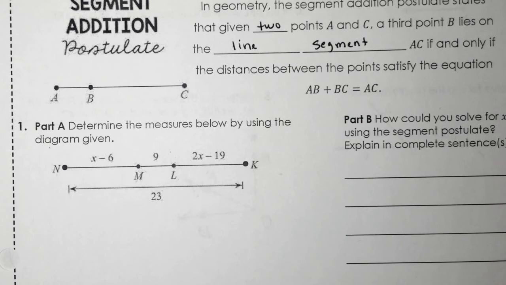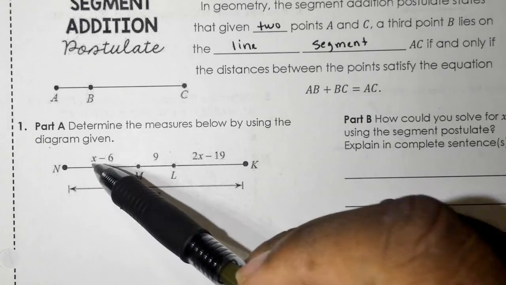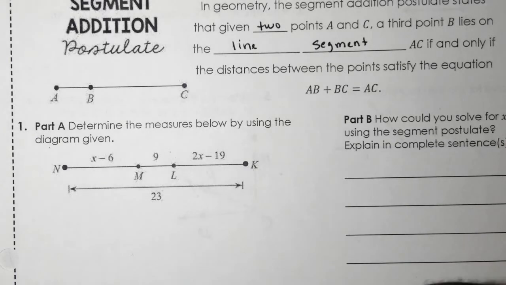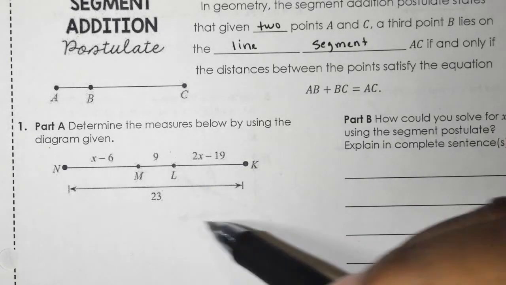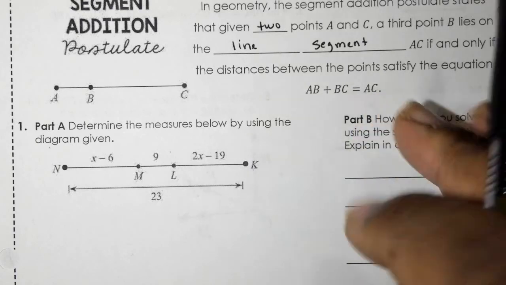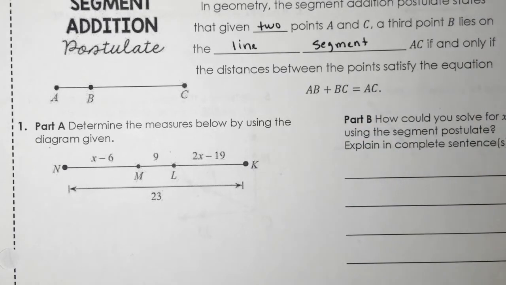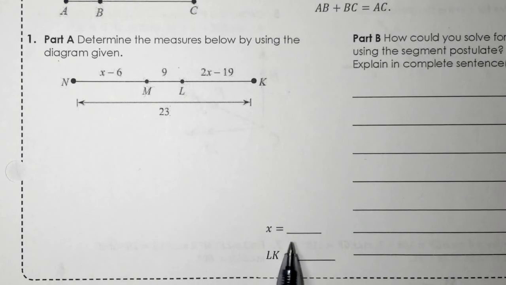Everybody should be okay with this. Part A says determine the measure below by using the diagram given. They give you a diagram on this one. The only difference is the letters are different, and instead of giving you 2 pieces of a segment, they give you 3 pieces of a segment. The concept is still the same. Part plus a part plus a part equals the whole thing. So, you should be able to write this equation and solve. If you look down at the bottom, they tell you how they want the answers. They want the value of x, and then they want LK. So solve for x, then solve for LK. Go ahead and do that now.